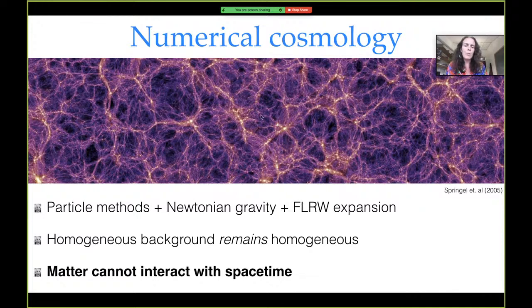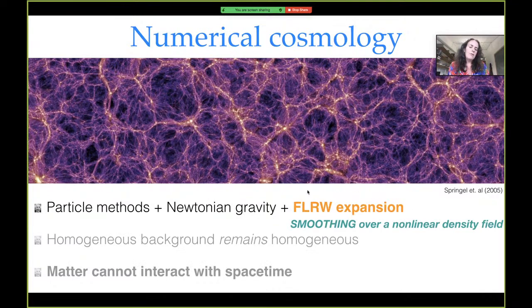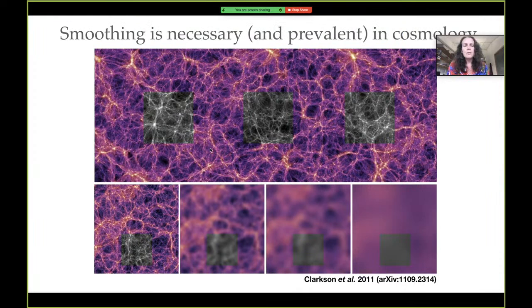So what this means is that as we form these highly nonlinear structures in these simulations, this homogeneous background remains homogeneous and does not interact with its matter, and the matter does not feed back and interact with the surrounding space-time. Enforcing this background FLRW expansion requires smoothing over this highly nonlinear and complex matter field that we have in the late universe. And while taking the average of something that is described by a scalar field, like the density, is relatively straightforward, if we want to describe the average dynamics of something that's described by tensors, like space-time, then it's really not that simple.